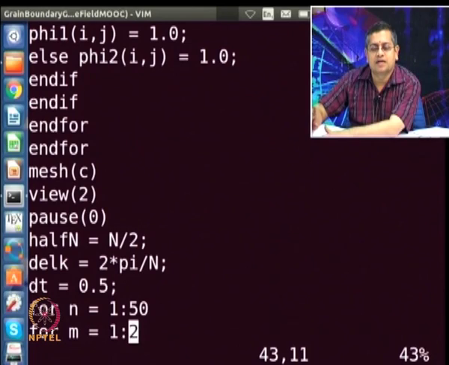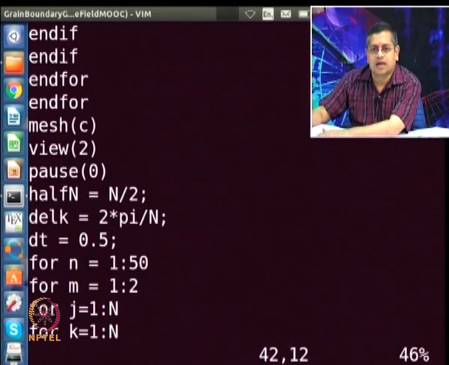I have not defined L1, L2 and m, the mobility and the relaxation parameters, because they are all 1. So, I have not explicitly introduced them here, but one can introduce them and make them equal to 1, and you will get the same results. So, these are the time loops. The first time loop runs from 1 to 50. The inner loop is to make sure that after every 2 time steps we plot the microstructure.